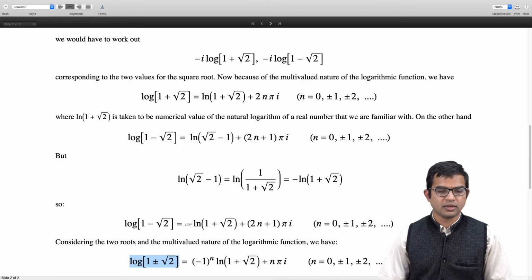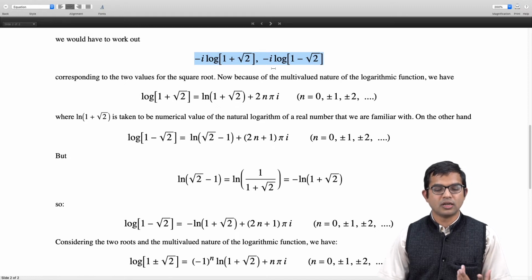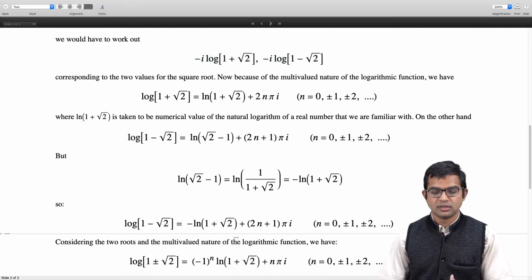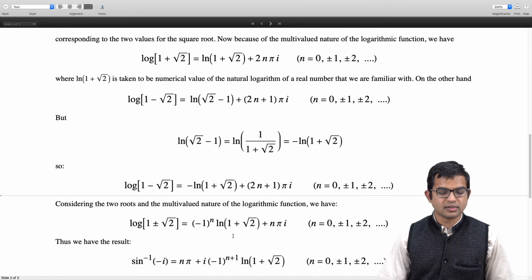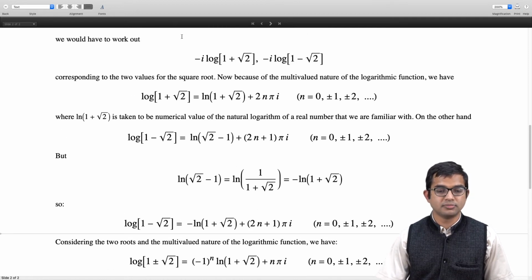And then we can go ahead and plug this back into the original multi-valued, two different values that we gave, and each of them themselves come with all these free degrees of freedom in terms of n. So in fact, we have this final result, sine inverse of minus I, right? We should recall that there is this minus I sitting also, which we need to tag along.